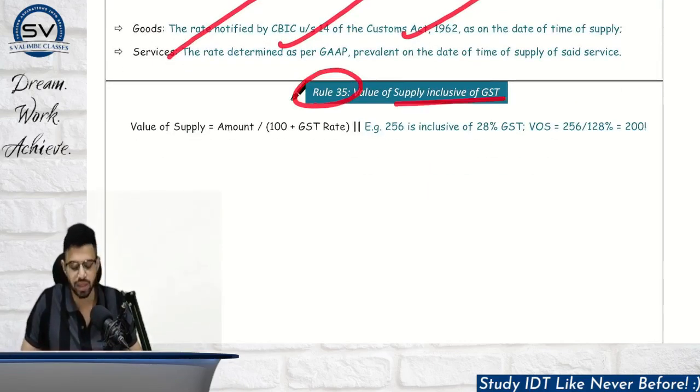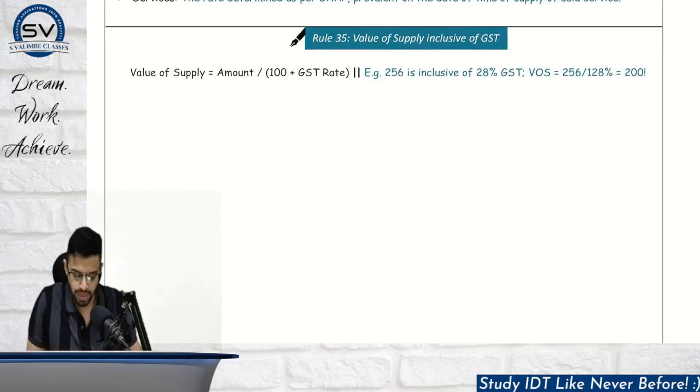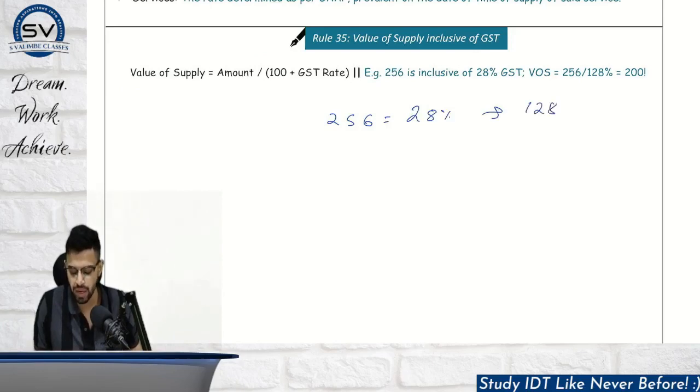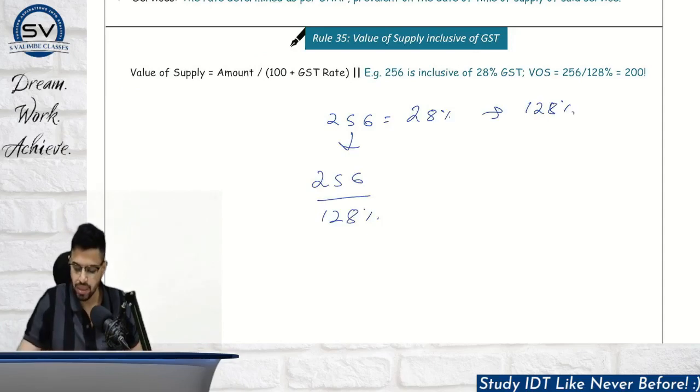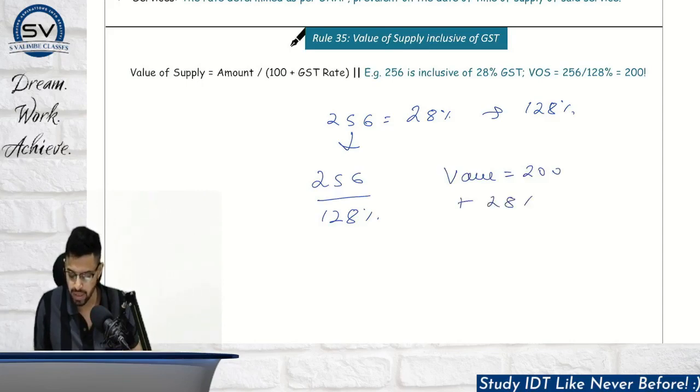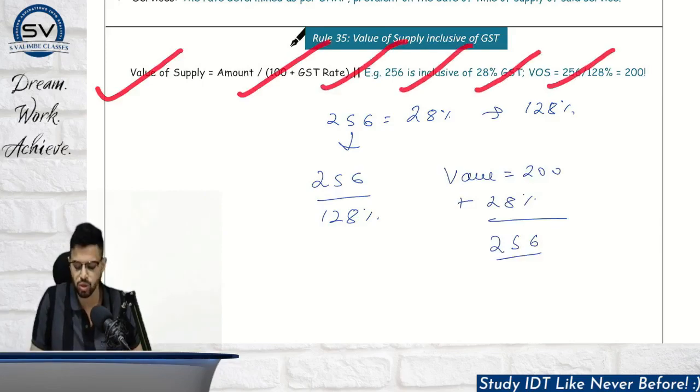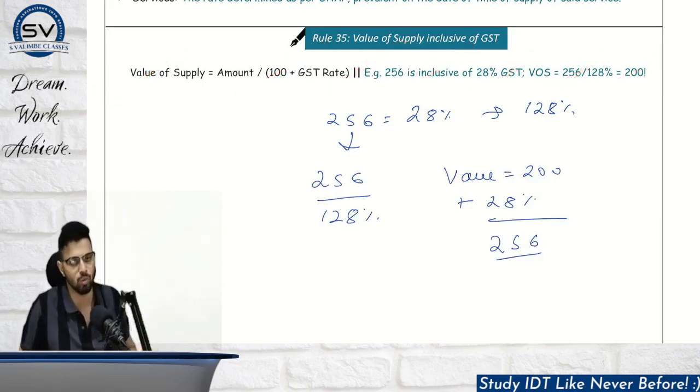Rule 35 is something that we already know, and we don't need to do it separately: when the value is inclusive of GST, we have to do reverse calculations. For example, if 256 is inclusive of 28% GST, that means it represents 128%. So we have to divide 256 by 128%. This will come out to be 200. So the value of supply will be 200 plus 28% GST, which will come out to be 256. So this is quite logical. This was not supposed to be told separately, but the law provides it, right?